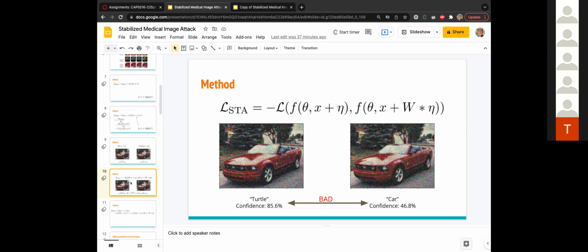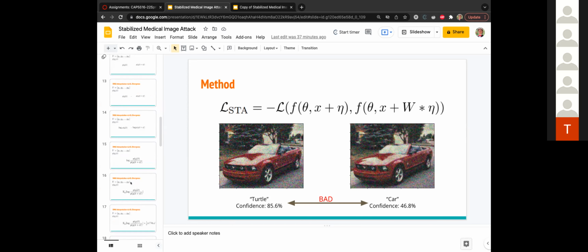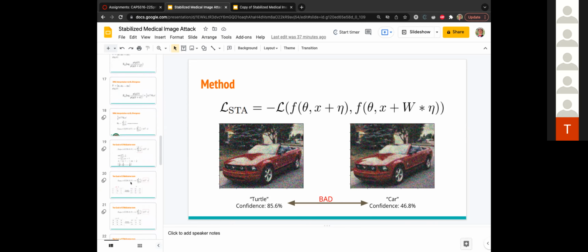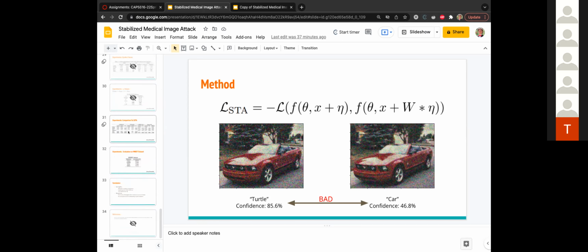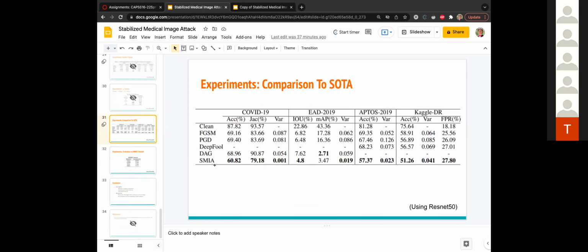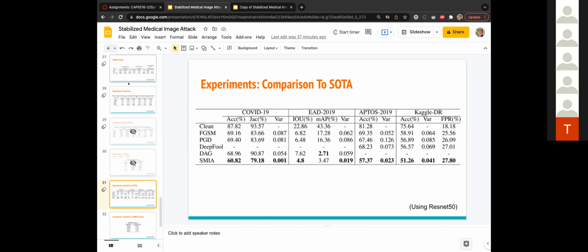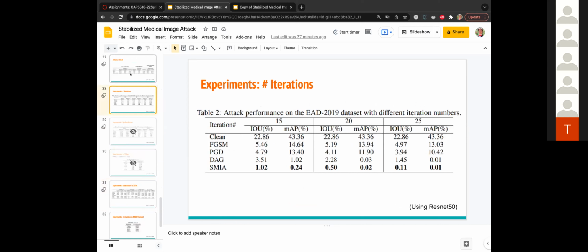Another thing is you mentioned the other state of the art approach is DAG, right? There's a couple of iterations. Can you show that slide? They show the result for different iterations. So what does this mean here? Their attack performance for different iteration numbers. Yeah, can you explain this?